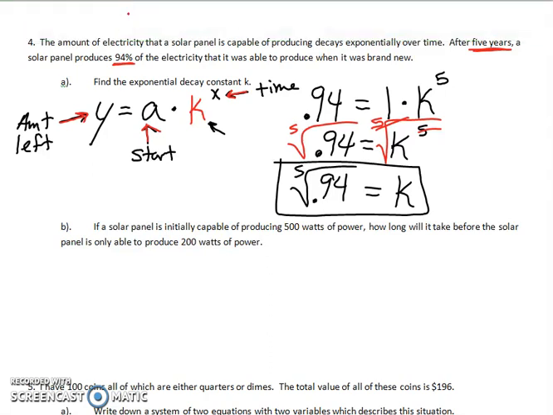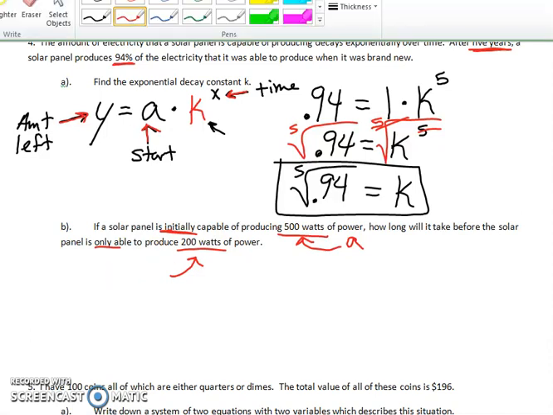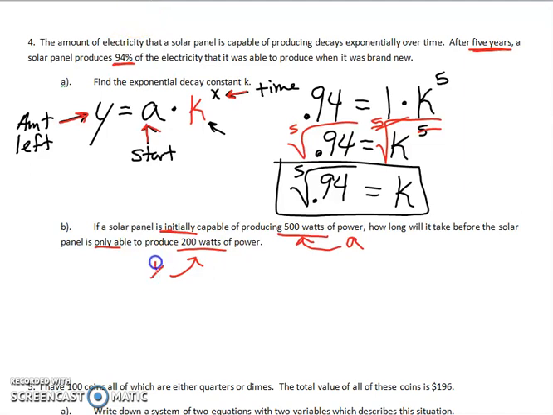So when I'm reading that question, I see it is initially able to produce 500. That sounds like a start value to me, which, remember, my start value is A. It says, how long will it take before the solar panel is only able to produce 200 watts. That sounds like an ending value to me, or the amount left. So my end value is going to end up being my y value. Now the question says, how long? If I'm thinking how long, I'm thinking time. So it sounds to me like I don't know my time value. I don't know my x.